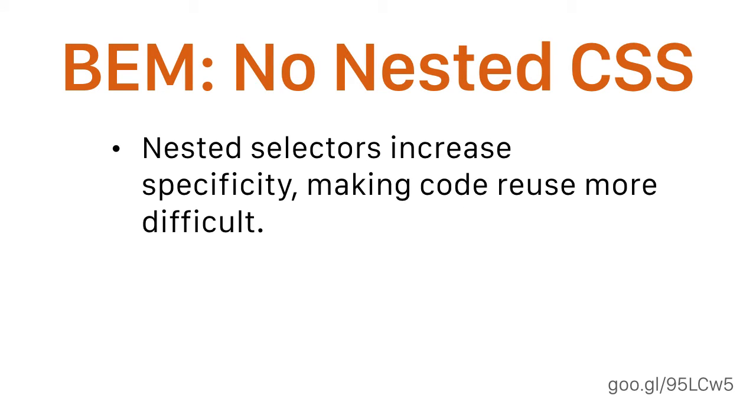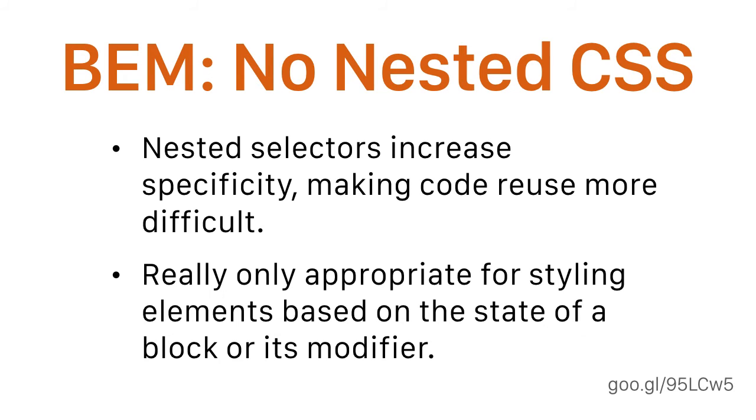So as with object-oriented, BEM added a couple of principles they apply. First of all, they argue that you should not nest CSS. Nested selectors increase specificity, they make code reuse more difficult, and they're really only appropriate for styling elements based on the state of a block or its modifier. This principle works because we put a strongly defined name on every element of a BEM object. So the module itself has a unique name, and every child element of the module has a unique name. And as a result, none of your classes need to be nested because they're named appropriately.